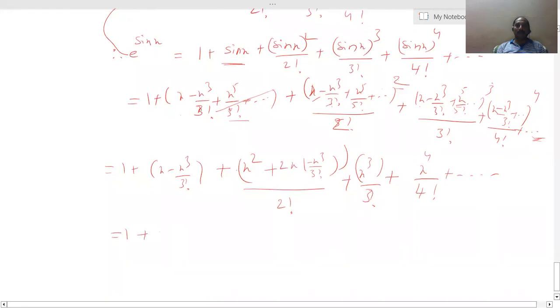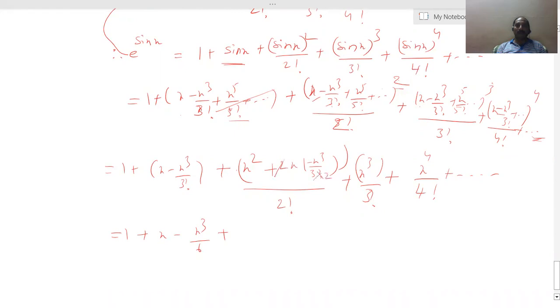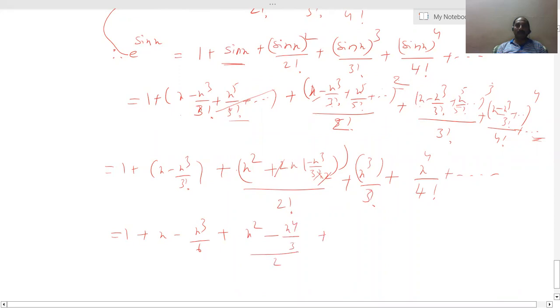1 plus x minus x cube by 6. Here you simplify, here 2. 3 factorial means 3 into 2 into 1, 2 gets cancelled. Here we get x square minus x power 4 by 3 by 2. 2 factorial means 2. Here x cube by 6.